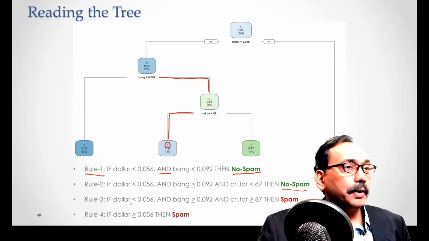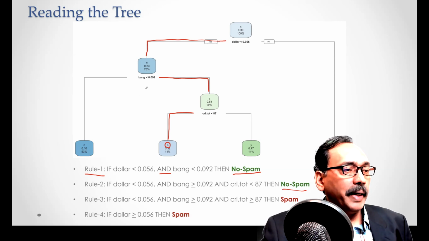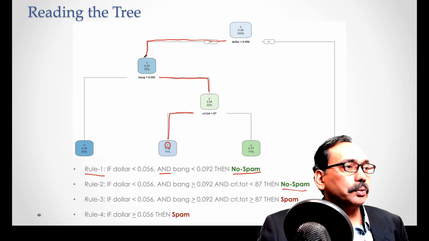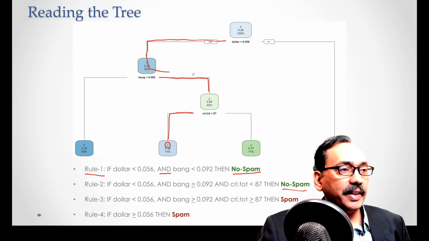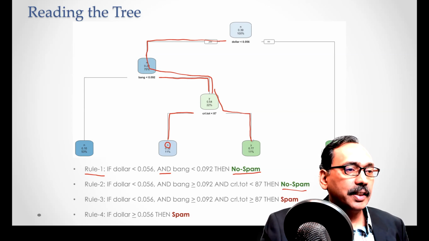Rule number 3, dollar is less than, so you are coming in this direction, you turn left. At bang, you check whether it is more than 0.092. So again, you are coming in this direction. And crl.total, if it is greater than this time, so from here you are turning right and you land at the third terminal node, and the prediction is yes. So this is a spam.